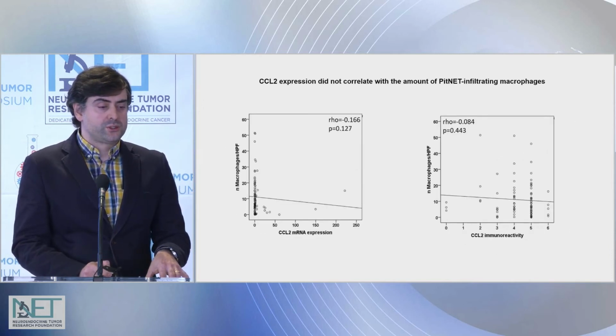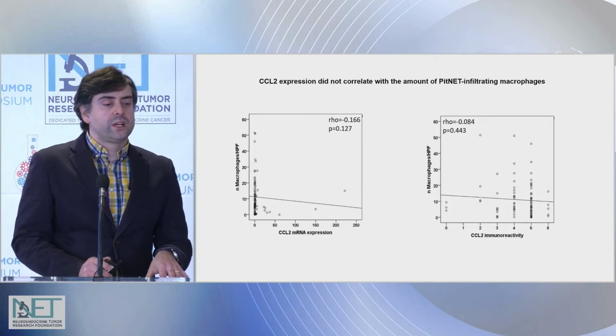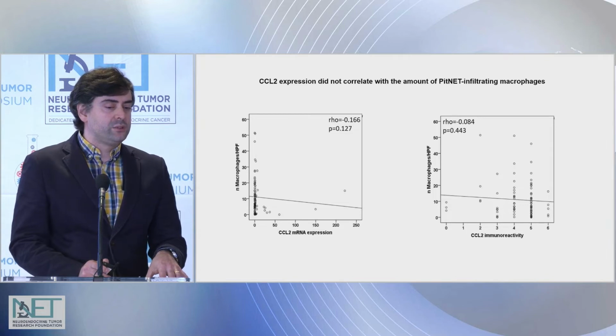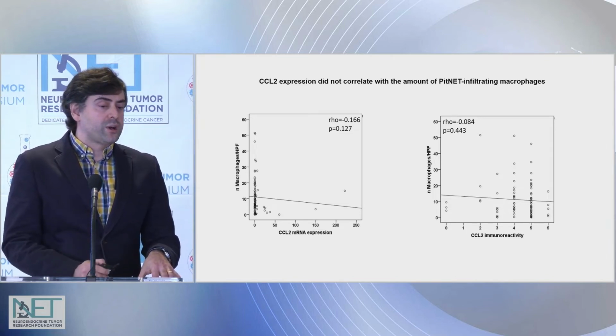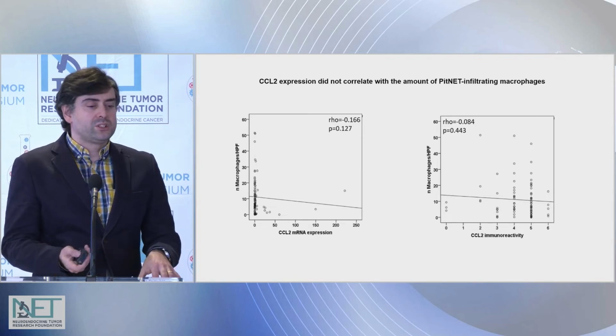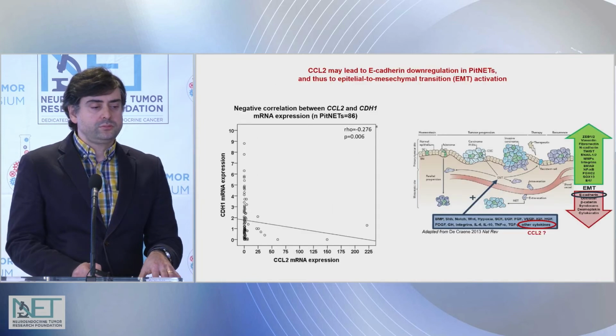So again, more CCL2 shows that tumors have more aggressive baseline features and also poor responsiveness to treatment. We looked at the correlations between CCL2 and the amount of PITNET infiltrating macrophages. CCL2 is one of the crucial chemokines to attract macrophages, but not the only one. So this may explain why we found no correlation between these two.